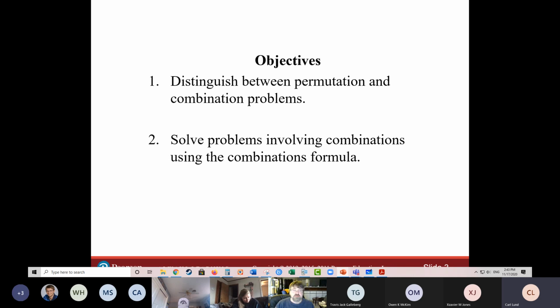And so we have just 2 objectives for this part. Objective number 1, we're going to distinguish between permutation and combination problems. And objective number 2, we're going to solve problems using combinations, using the combinations formula, or again, using a calculator if you have a calculator that can handle it.